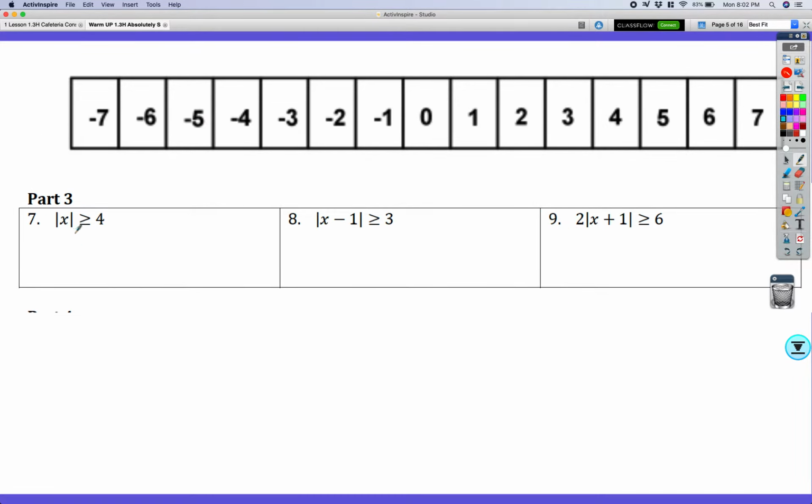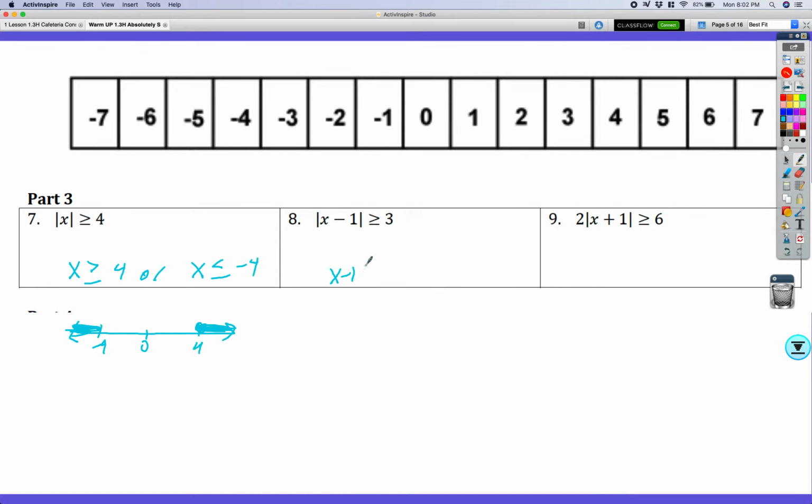So same idea. Right here, I'm going to have x is greater than or equal to 4, or x is less than or equal to negative 4. So when you graph this, if you have 0 right here in the middle, you have negative 4 here, positive 4 here, they're going to go in opposite directions. So any number less than or equal to negative 4 would satisfy this criteria, or greater than or equal to positive 4.